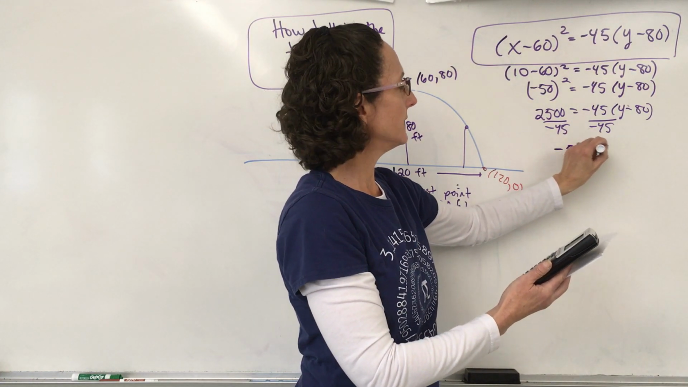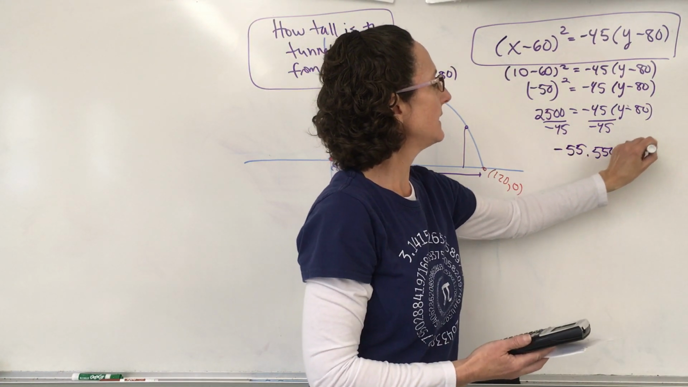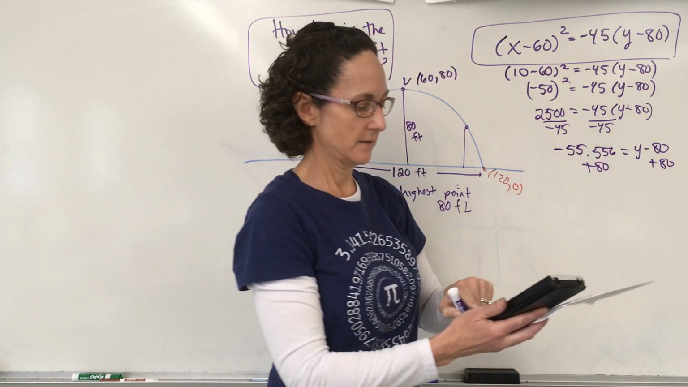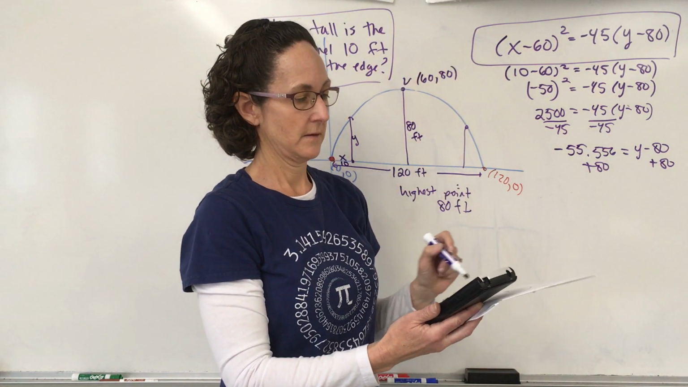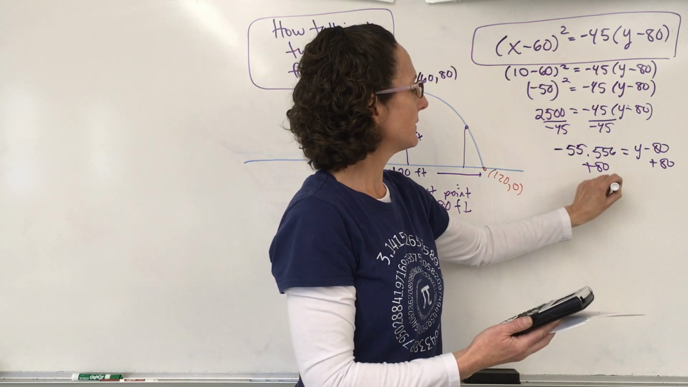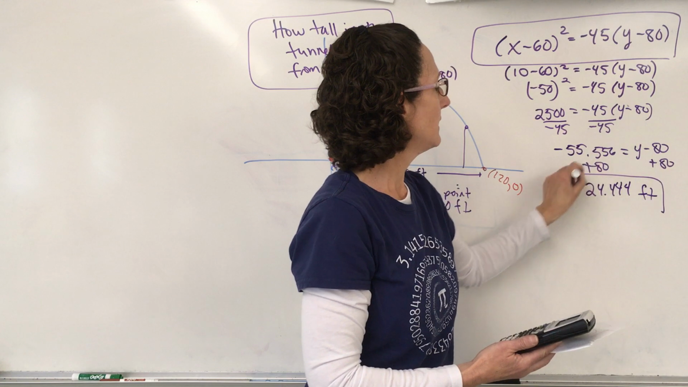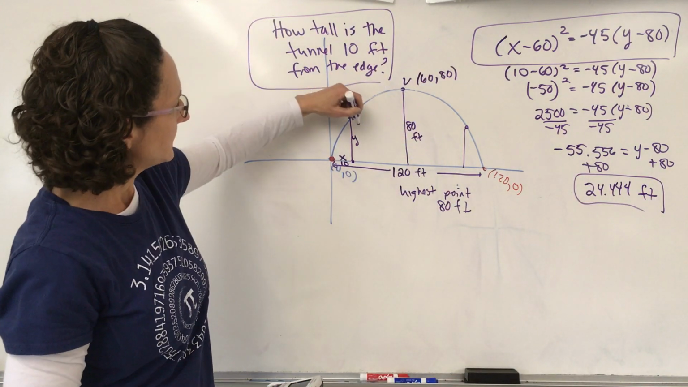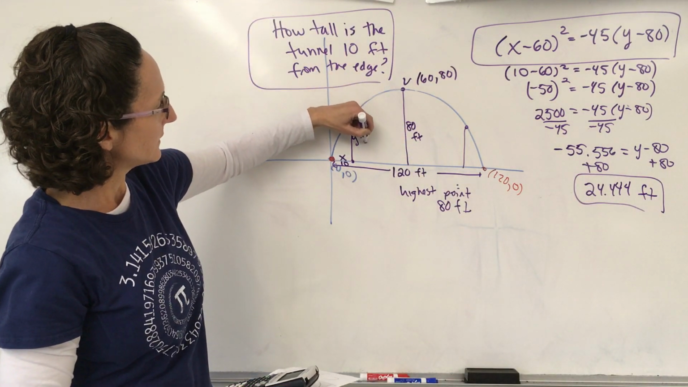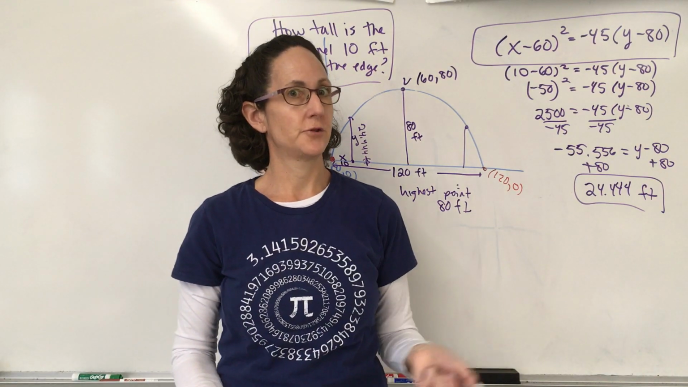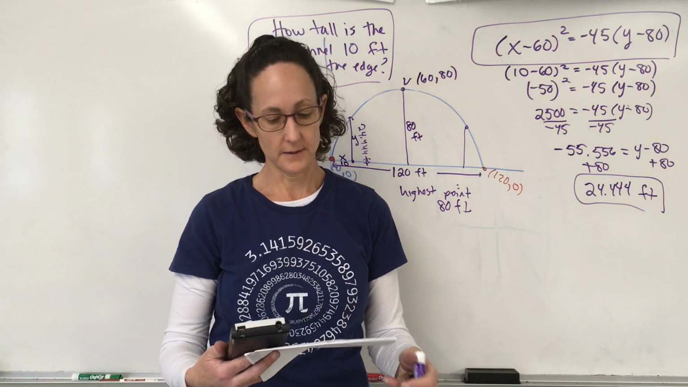So it might feel weird that this is negative, but the reason it's negative is because you still have to add 80, okay? And you get 24.444 feet, okay? So go over to your picture, and this means that this is 24.444 feet, which may be important to know if you have like a big truck and you want to know if you'll fit through the tunnel or not.